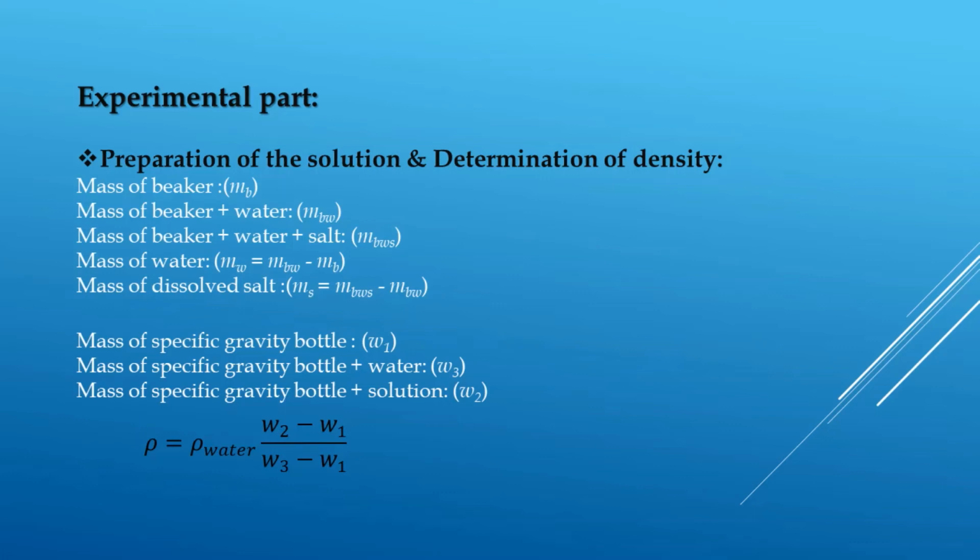So from W1, W2 and W3, the density of the solution can be determined using this relation: rho is equal to rho water times (W2 minus W1) over (W3 minus W1). The rho water can be taken as 1. So the relation is now rho is equal to (W2 minus W1) over (W3 minus W1). Thus the density is measured.